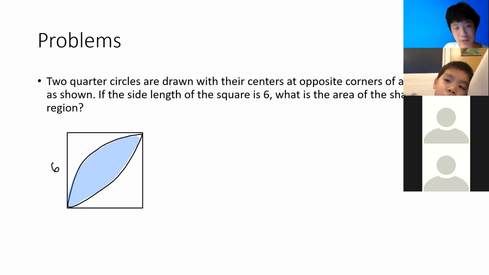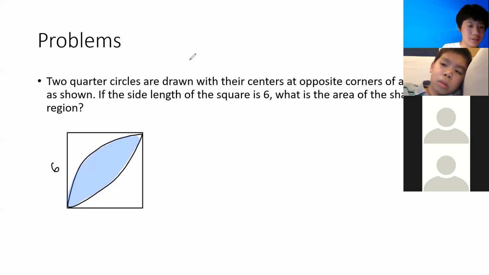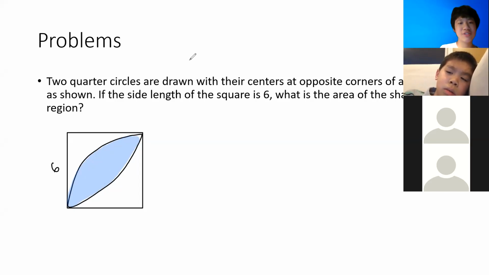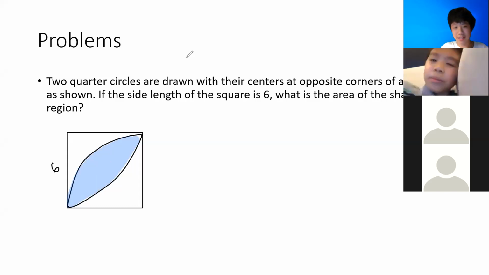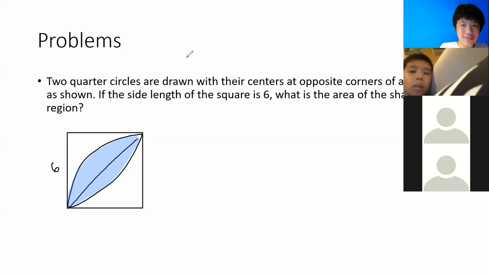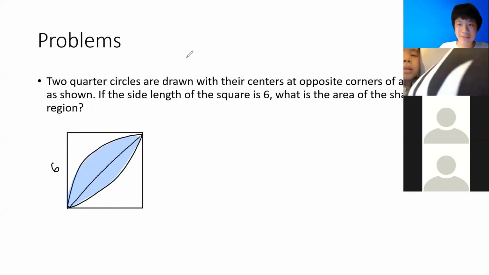Okay, so 2 quarter circles are drawn with their centers at opposite corners of the square as shown. If the side length of the square is 6, what's the area of the shaded region? Well, this region looks kind of like an eyeball, right? There's not really an exact formula for how to do this problem. So how do we find it? Well, one thing we can do is first cut this shape in half.